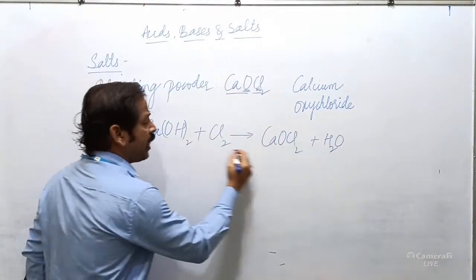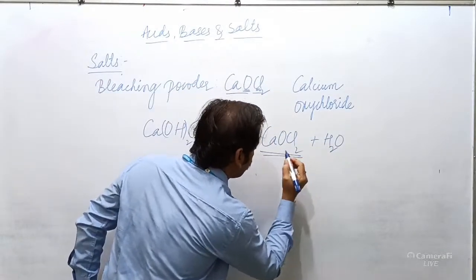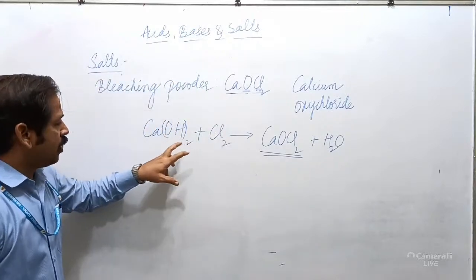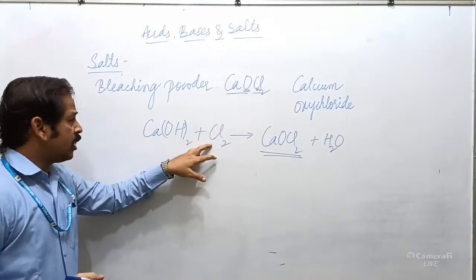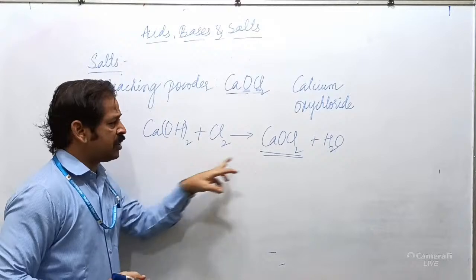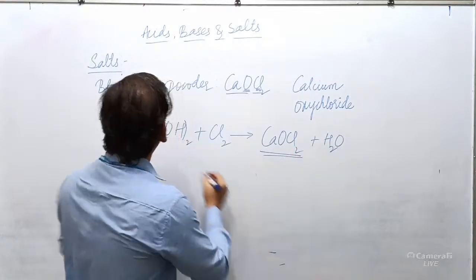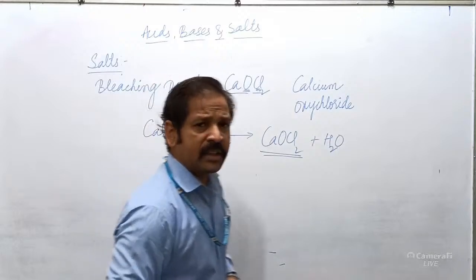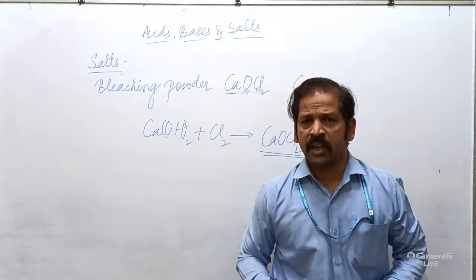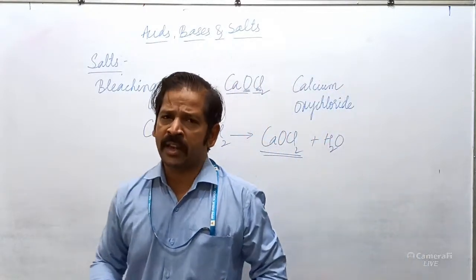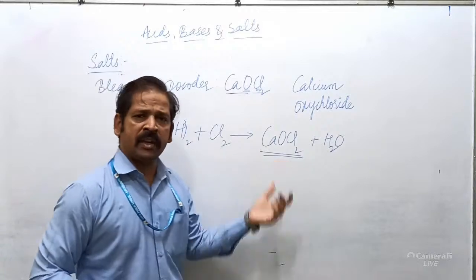Calcium oxychloride and water. Here is the bleaching powder. If we add chlorine to calcium hydroxide, it becomes calcium oxychloride and water. And this bleaching powder has multiple uses. It is used as an oxidizing agent in so many industries.